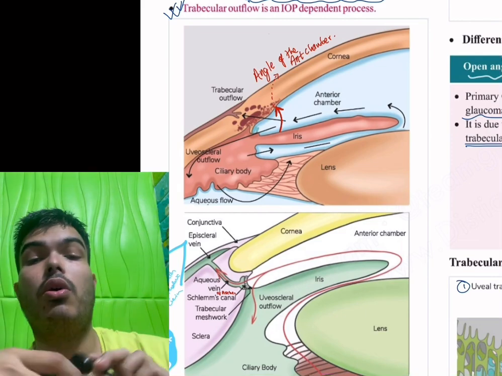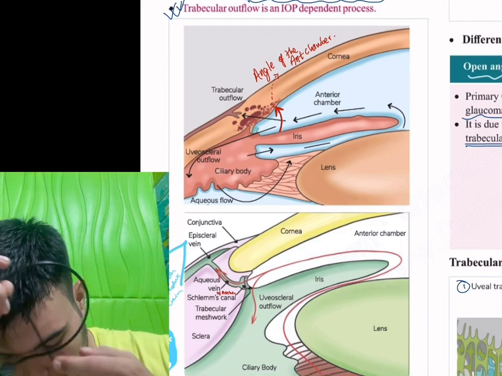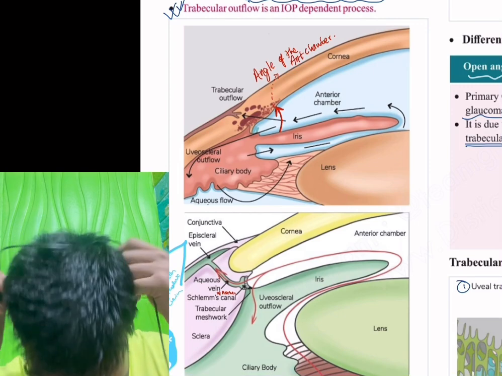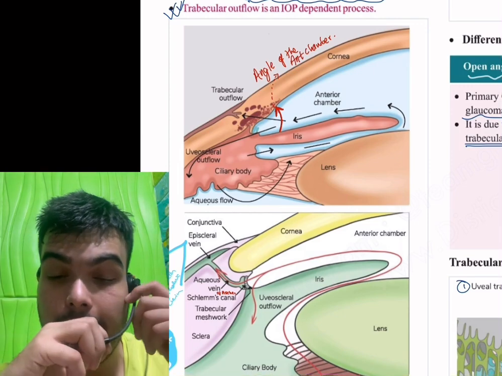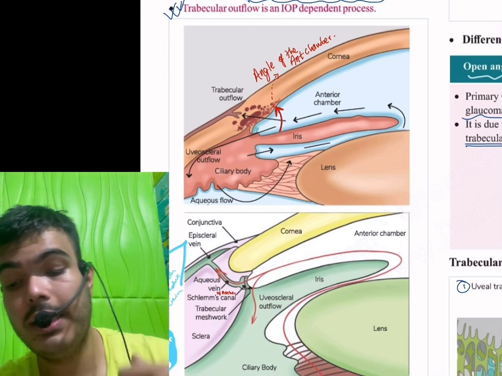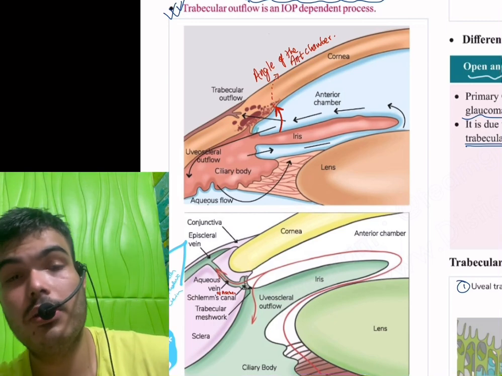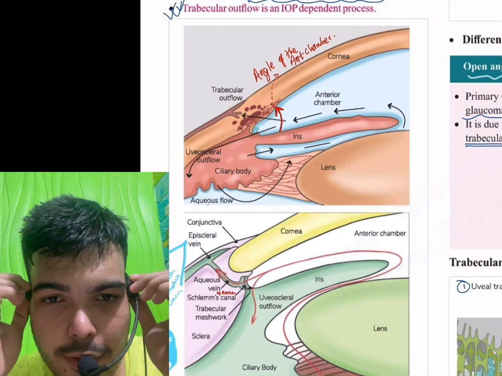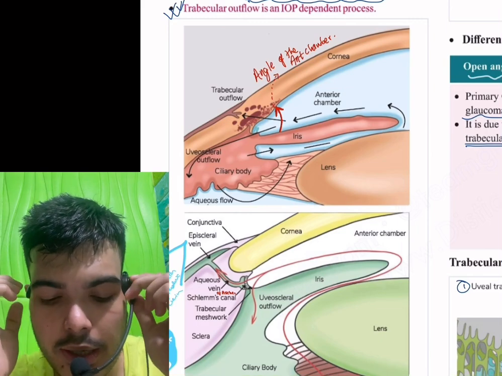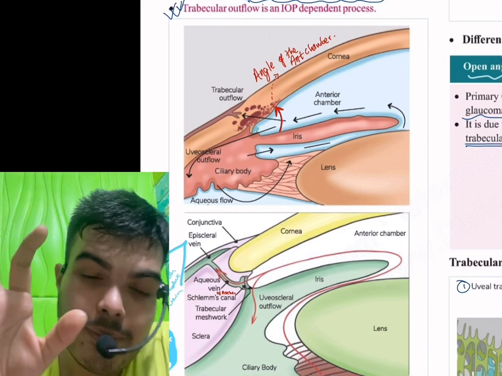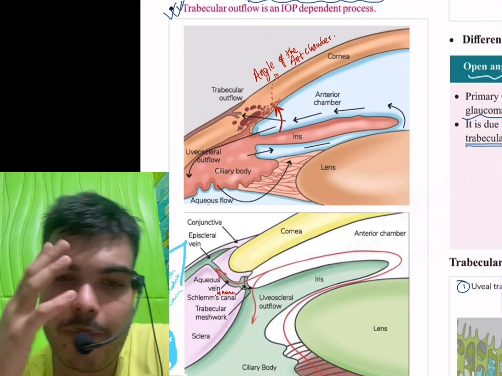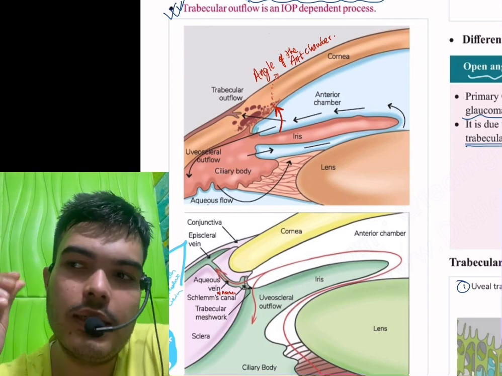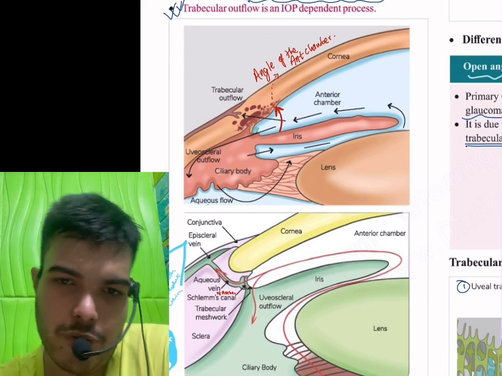Wait a second. So why would there even be an open angle glaucoma? Open angle glaucoma means the iridocorneal angle is open, isn't it, right? It can be primary open angle glaucoma or secondary open angle glaucoma.